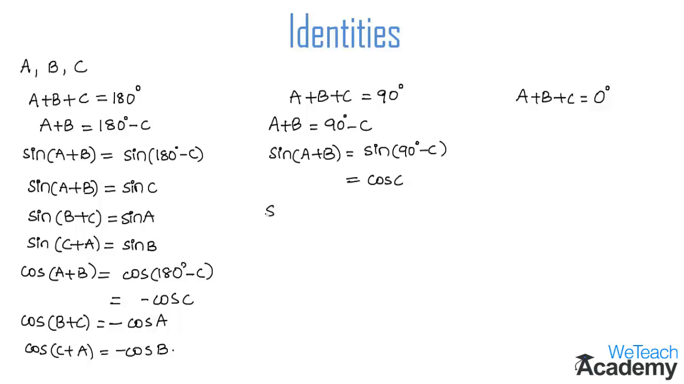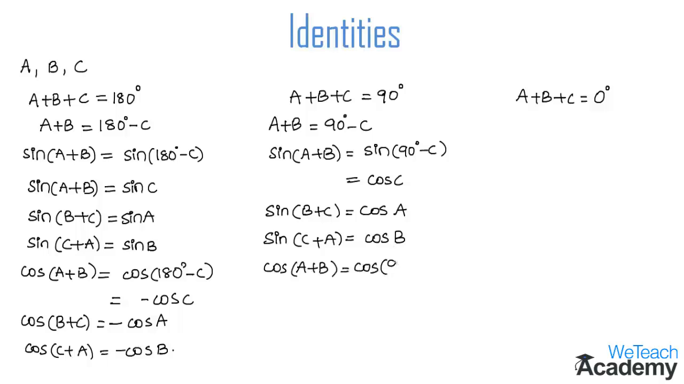And similarly, we can also get a few more identities like sine of b plus c will be equal to cos a, and then sine of c plus a will be equal to cos b. And now by applying cos on both the sides, we get cos of a plus b is equal to cos of 90 degrees minus c, and cos 90 minus theta is equal to sine theta. So here we get sine c as the value of cos of a plus b. And similarly, we get the different values like cos of b plus c will be equal to sine a, and the identity such as cos of c plus a will be equal to sine b.